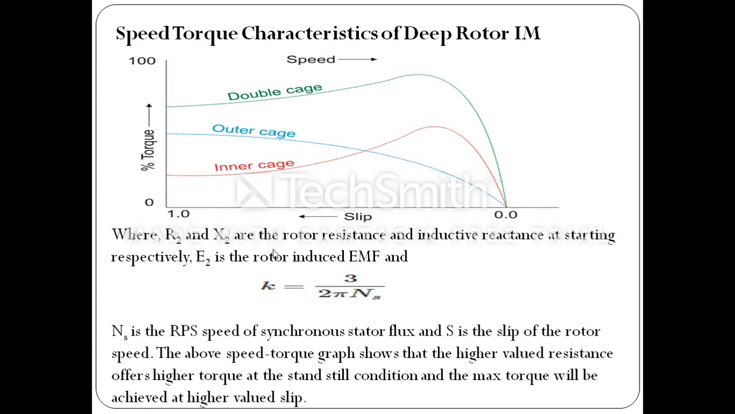E2 is the rotor induced EMF and K is equal to 3 divided by 2 pi ns, where ns in rps is the speed of the synchronous stator flux and s is the slip of the rotor speed. The above speed torque graph shows that a higher value of resistance offers a higher torque at a standstill condition, and maximum torque will be achieved at a higher value of slip.